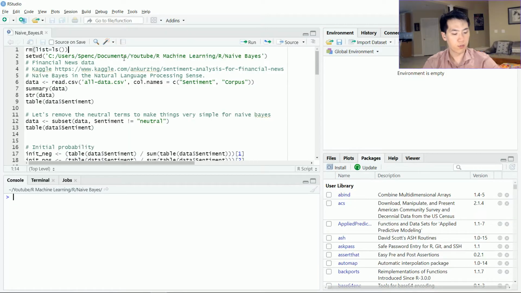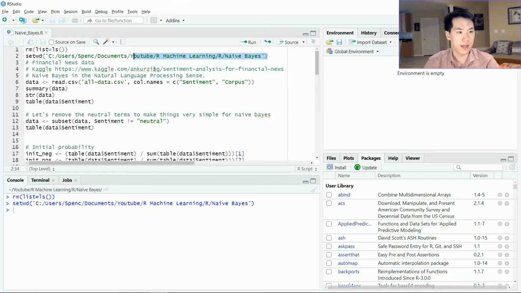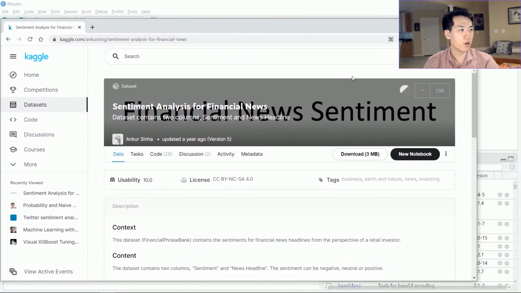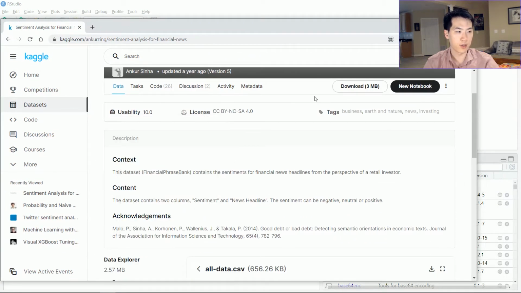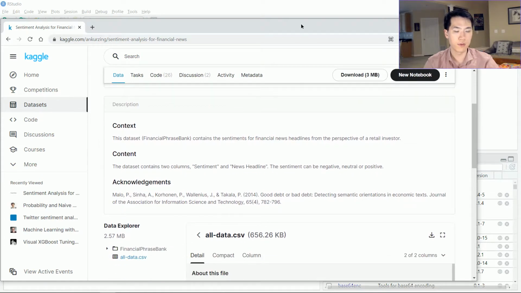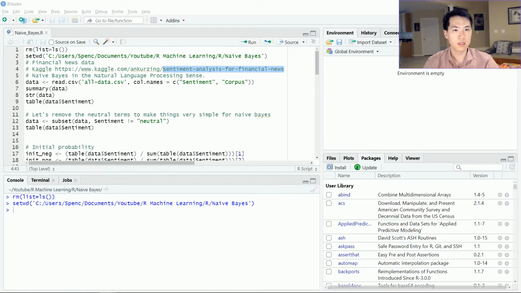Okay, so first and foremost, make sure you remove all of your global variables and free up some memory to start at a clean slate. Set your working directory to wherever your data lies, and in this case I'm using data related to financial news. This is a Kaggle website. All you have to do is just make an account and you can download the data and follow along over there. But nonetheless, this is the data set I'll be working with. I'm going to be trying to predict the sentiment related to financial news snippets. And you can easily use this for finance oriented models.